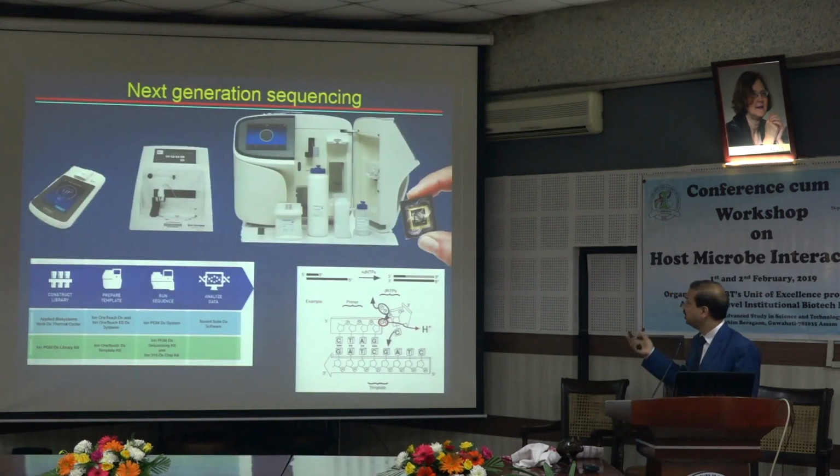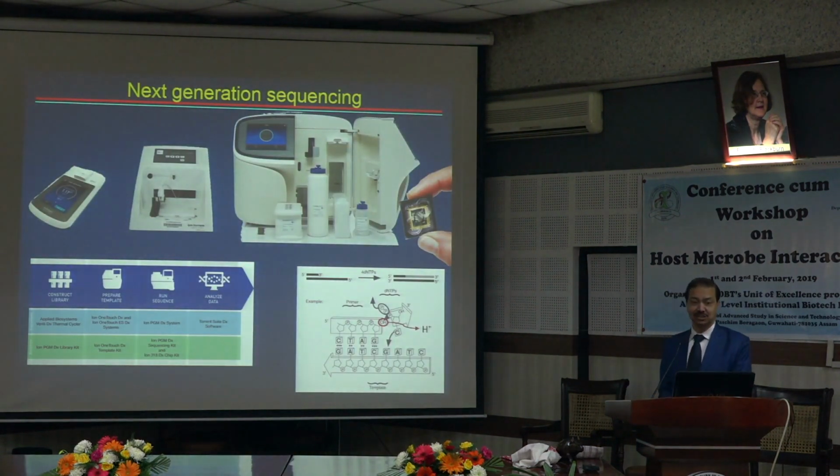But now what we do is next generation sequencing. What is the beauty of next generation sequencing? It can do all the PCRs at a time. When you do Sanger sequencing, you use ddNTP so that you get chain termination, then you use a fluorescent dye to label that chain, and then you find out the sequence. But here you don't have to do that.